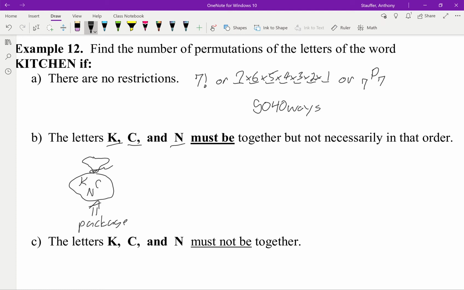Now, from here, in my package, I'm going to treat this as 1. If I take out the K, the C, and the N, you'll notice we have 1, 2, 3, 4 letters left. So now I have 4 letters plus my package. So that would give me 5 factorial, or 5p5, 5 ways of ordering the 4 letters plus the package.